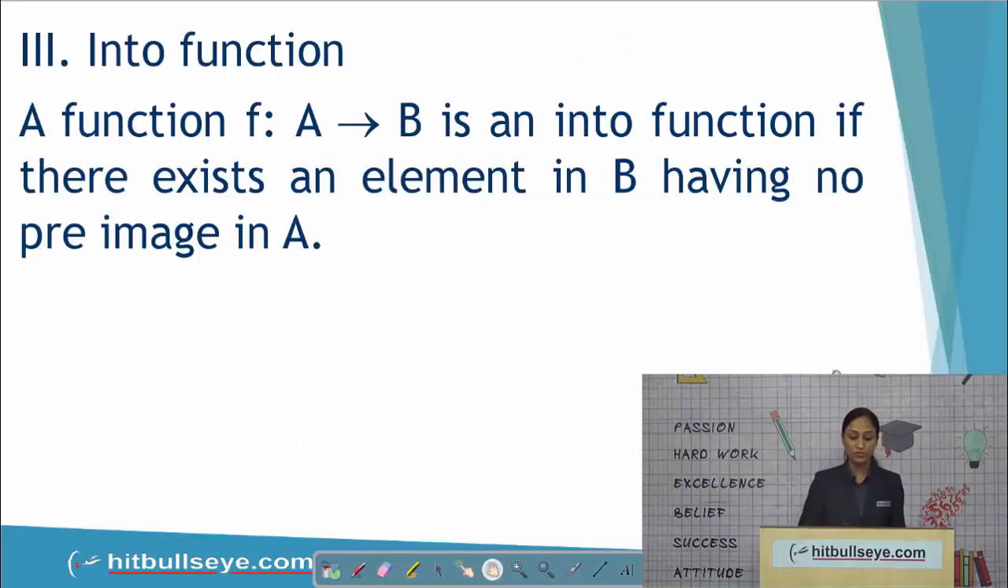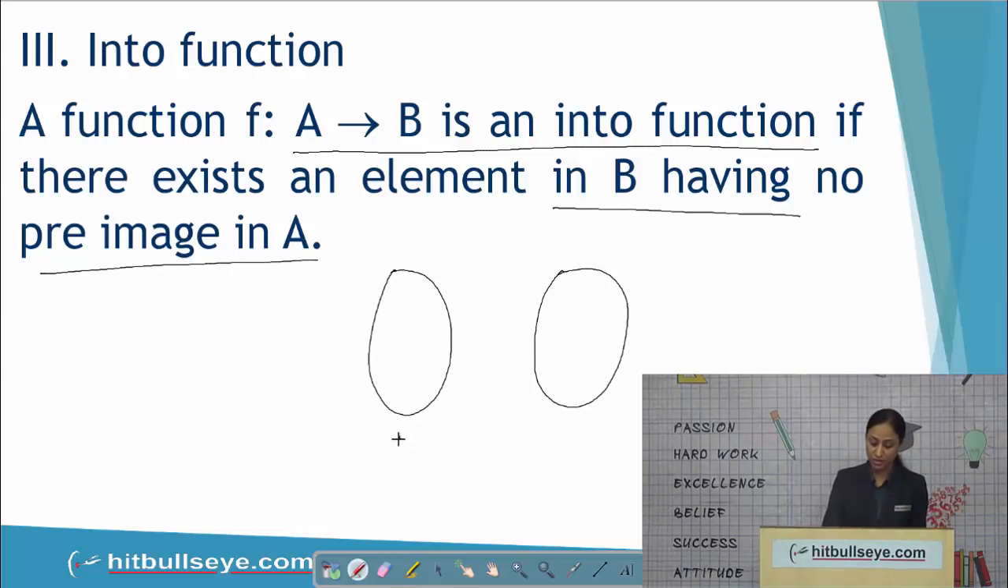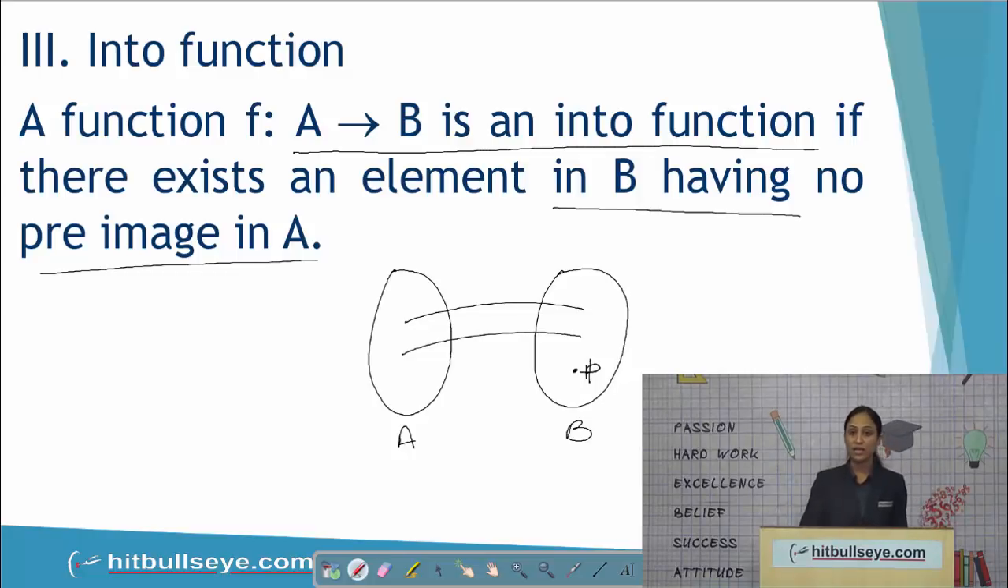Next is an into function. A function f from A to B is said to be an into function if there is an element in B having no pre-image in A. That is, a function from A to B such that there is an element, or more than one such element, in the set B which are not the images of any element of A.